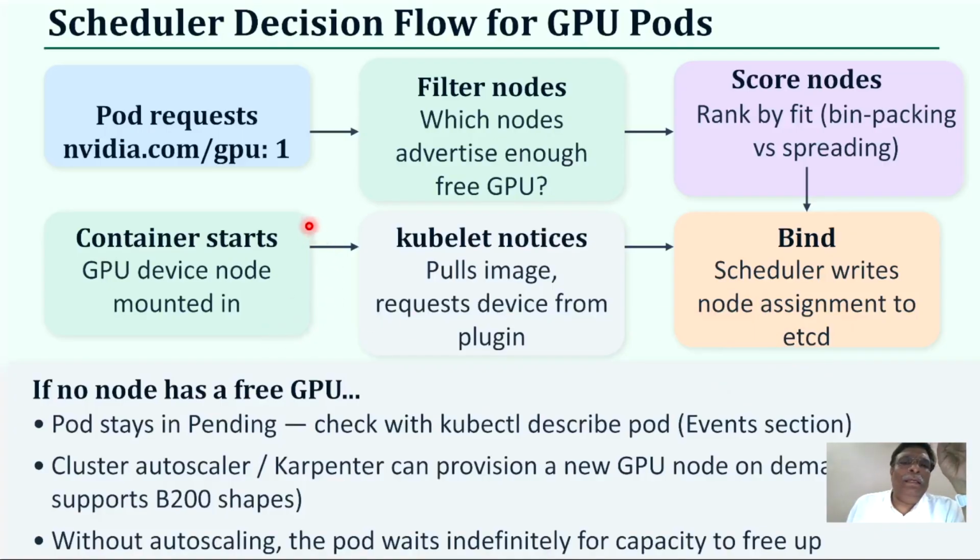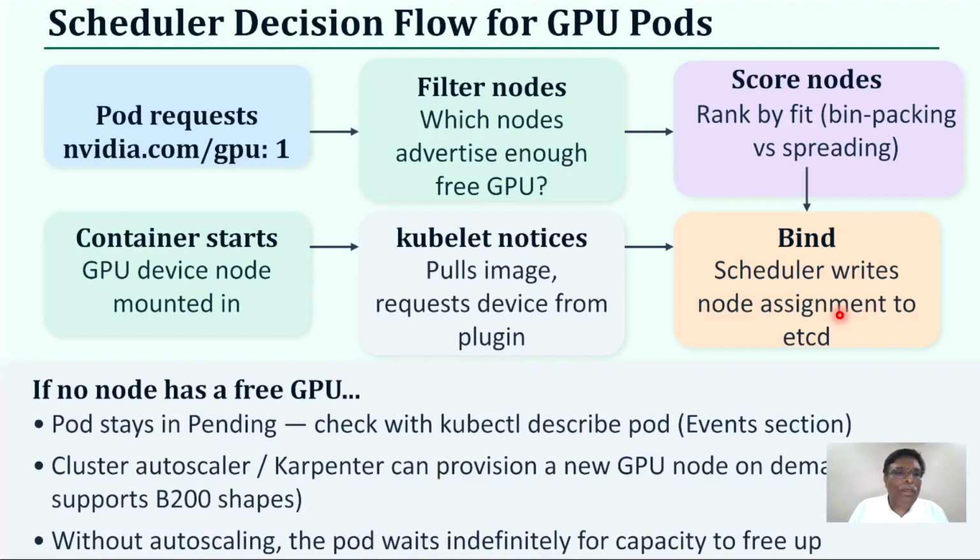And then the container starts and the GPU device node is mounted in. Kubelet notices, pulls the image, requests the device from the plugin, and the scheduler writes and decides this node and links the pod's request, and the container will start in the pod, right? So the basic idea here is that the Docker container starts, my pod also requests, so I have to connect the pod along with the container.